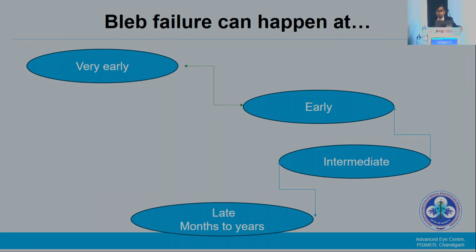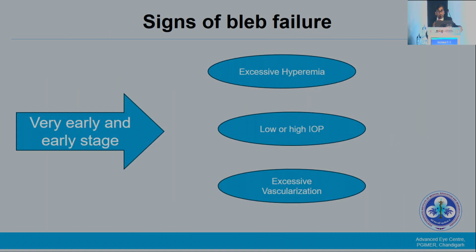So bleb failure can happen at any stage after the surgery: maybe at a very early stage, or in the early stage, within 1 week to 2 weeks, or in the intermediate stage, after 2 weeks to 6 weeks, or late, in months to years. In the very early stage, one should look for signs of excessive hyperemia, very low IOP or hypotony, and excessive vascularization. These are the major signs in the very early stages.